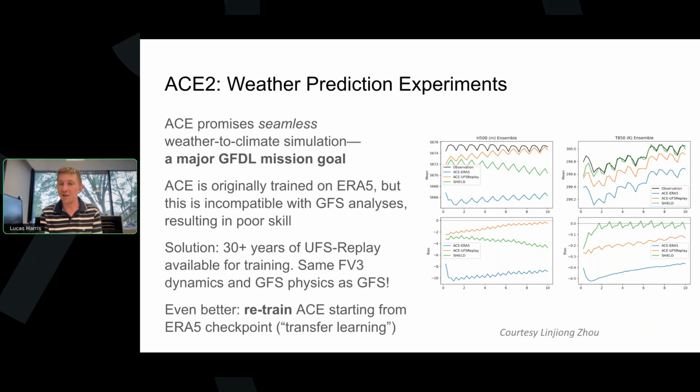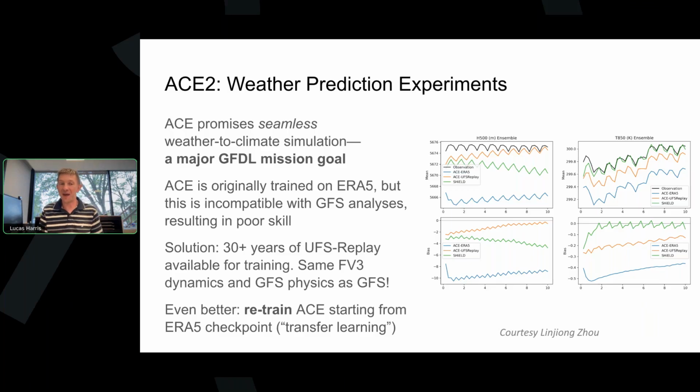So what my colleague Linzhang Zhou did is he spent a lot of time preparing this data, regridding it to 1 degree for feeding into ACE, and he retrained it to get a model that's trained on the UFS replay that's more consistent with the GFS analyses. And indeed, we found that the skill was significantly improved.